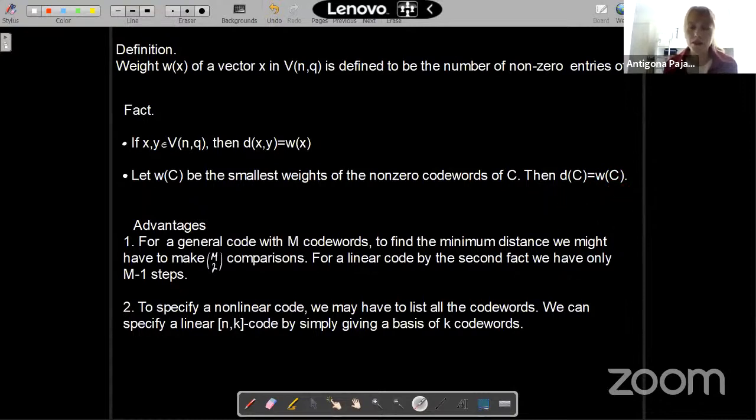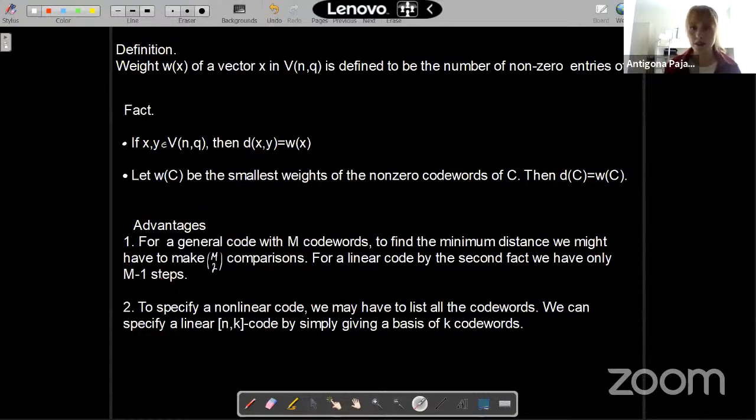Why is this important? This gives us a really good advantage for linear codes. For a general code with M code words, to find the minimum distance we have to make M choose 2 comparisons, because we compare each two code words. But for a linear code, the minimal distance is the minimal weight, so we can just check all of the entries one by one. We don't need to compare pairs, and that takes only M minus 1 steps. So this is one of the advantages.